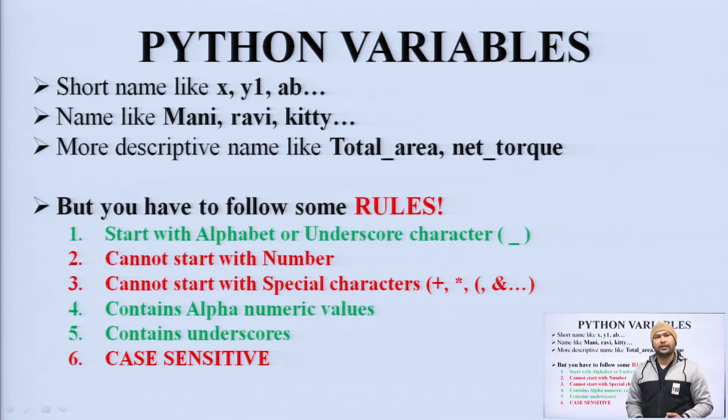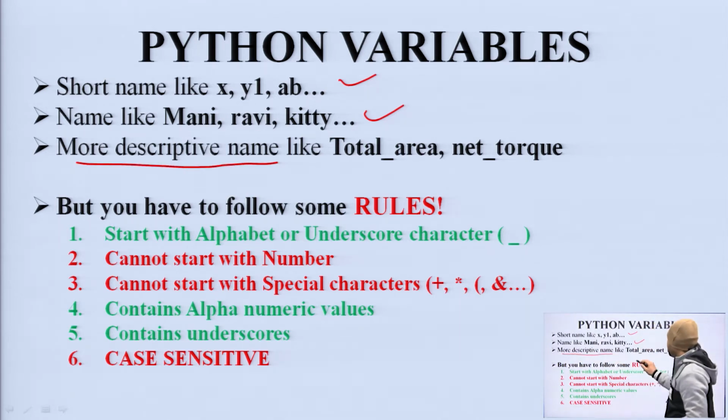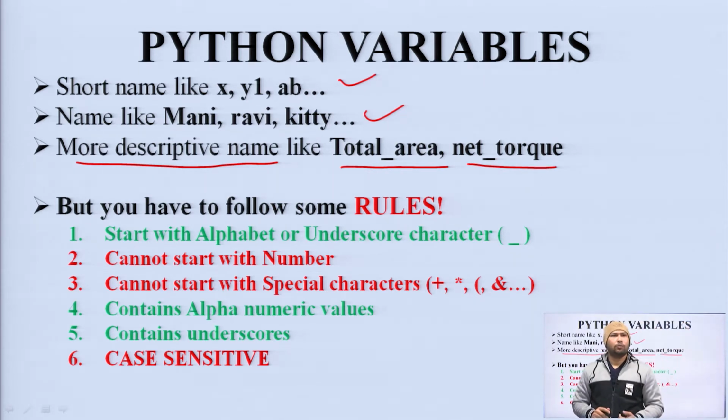Now whenever we are dealing with variables, one very important thing is the name of the variable, because it follows some rules, just like in many cultures there are traditions related to the naming of babies. Similarly, in Python programming there are naming rules. Before that, names can be short, or a little longer, like Manish, Ravi, Katie, and they can be more descriptive, like total area or net talk. That means we can define variables more descriptively.